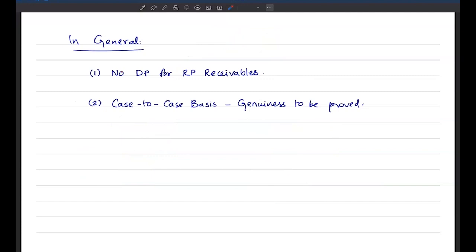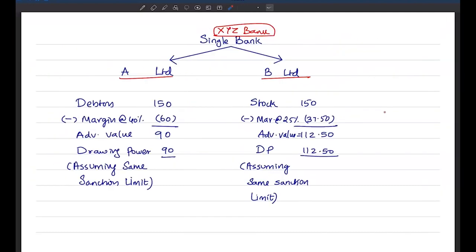So in general, banks will not give drawing power against related party receivables, but there are banks which will go on case-to-case basis, because in most of the sanction letter you will see trade receivables from related parties have to be excluded, and this is the reason for that.